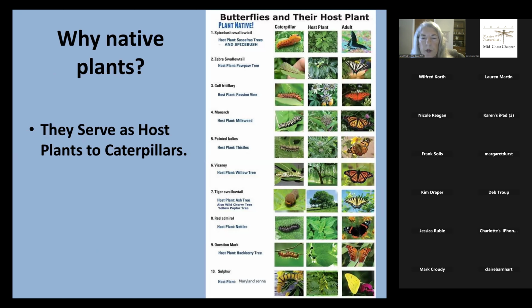For example, we all are familiar with the monarchs, and they need to have the milkweed, but there are lots of others, like the Gulf fritillary needs passion vine, and painted ladies need thistles, and red admirals need nettles, and question mark butterflies need hackberry trees. So we need this diversity of plants so that we can have a diversity of butterflies.